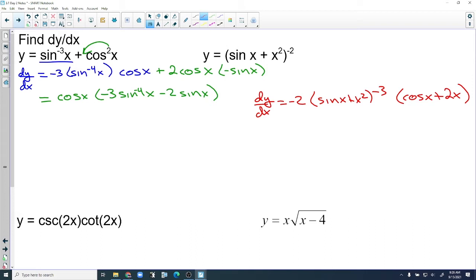Try the next one. See if you remember some. What's the derivative of cosecant? Negative cosecant cotangent, and the derivative of cotangent is negative cosecant squared. Hopefully that helps you a little bit.